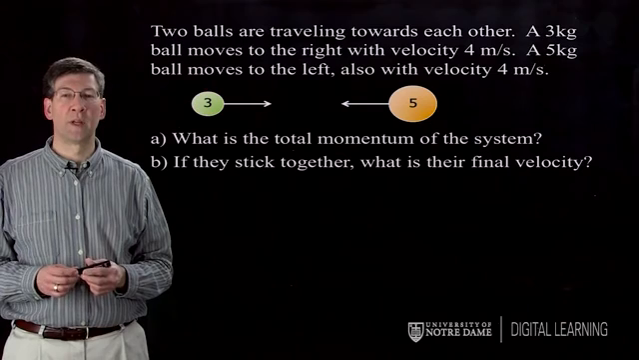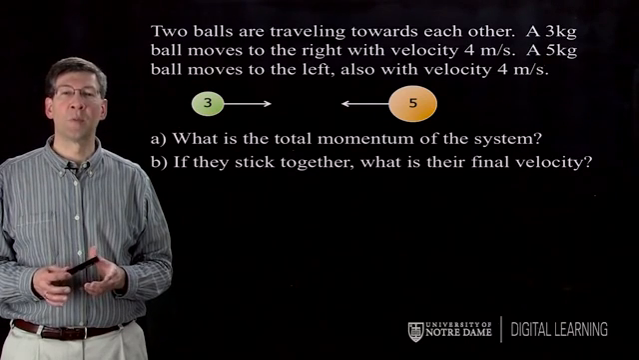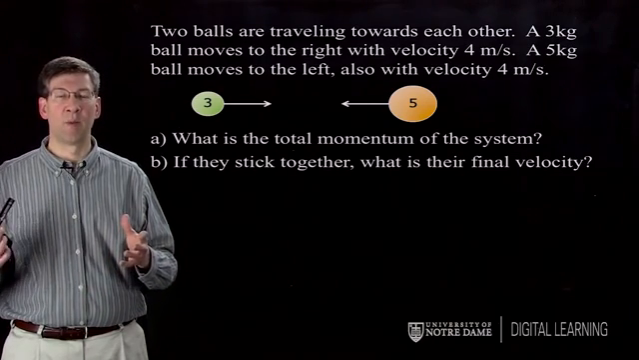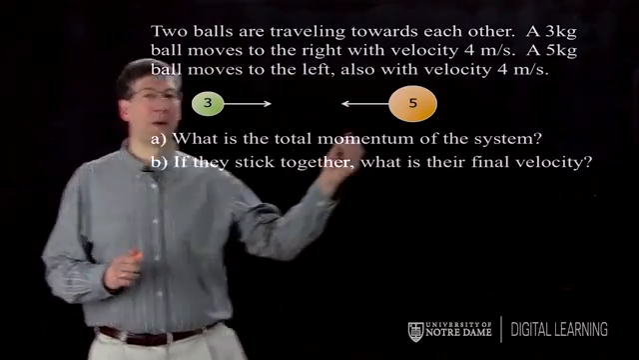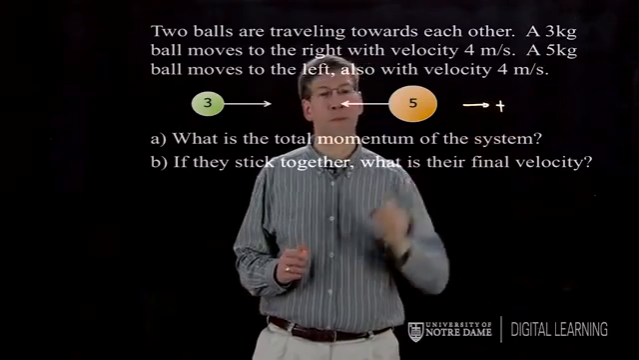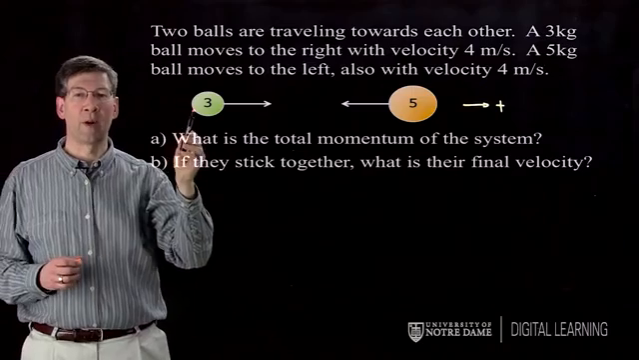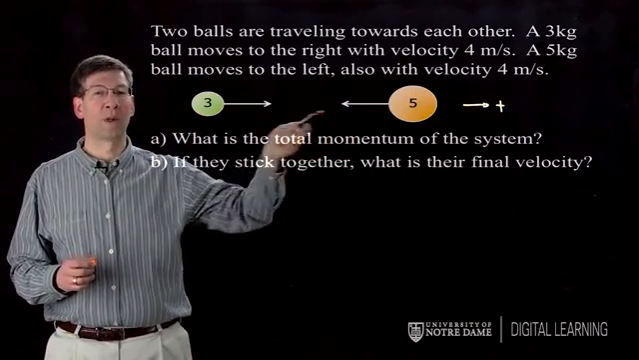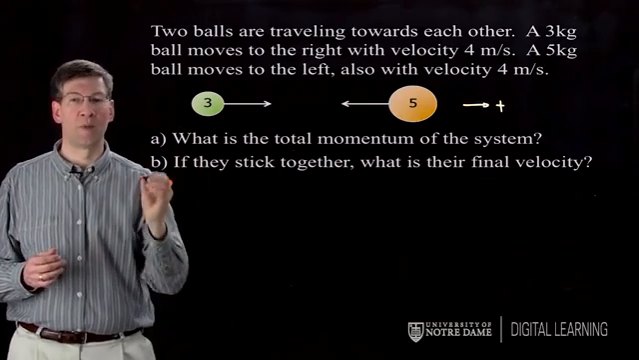Okay, so let's look at the numbers here. Whenever we're talking about systems and momentum, we have to define a coordinate system so that we know which velocities and momenta are positive and which are negative. So let's take this direction to be the positive direction. That means the original momentum of the 3 kilogram ball is in the positive direction. The original momentum of the 5 kilogram ball is in the negative direction. So we have to take that into account when we write down the total momentum of the system.